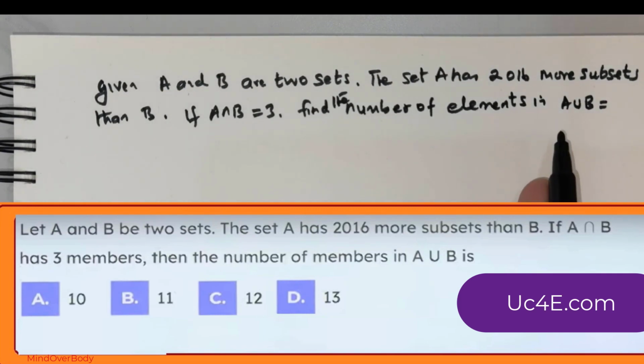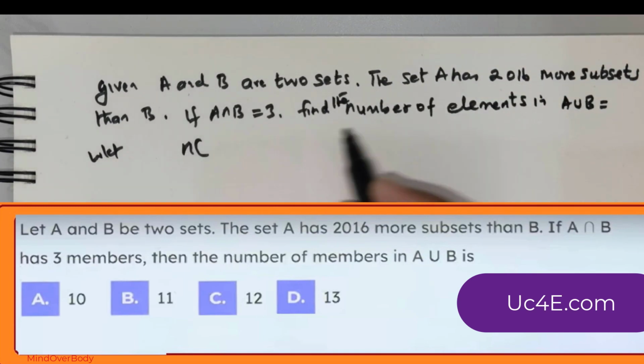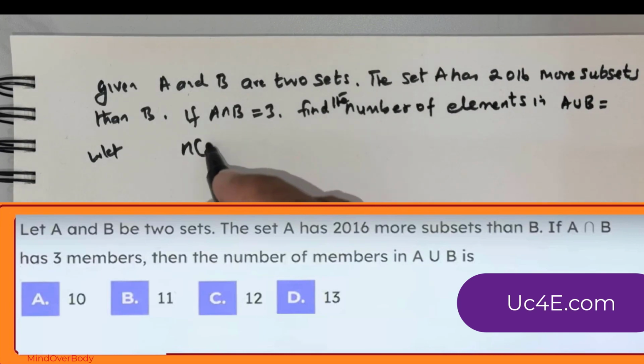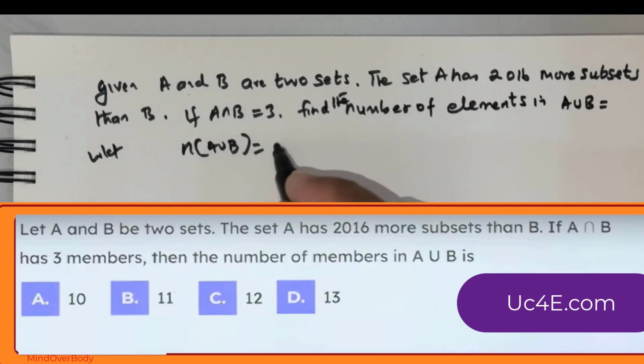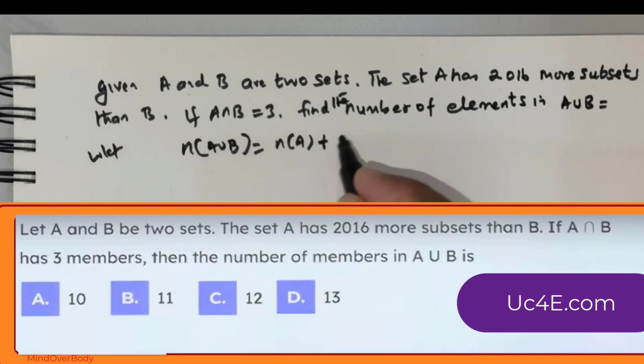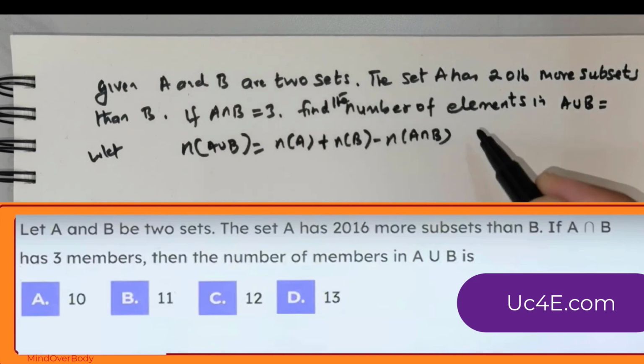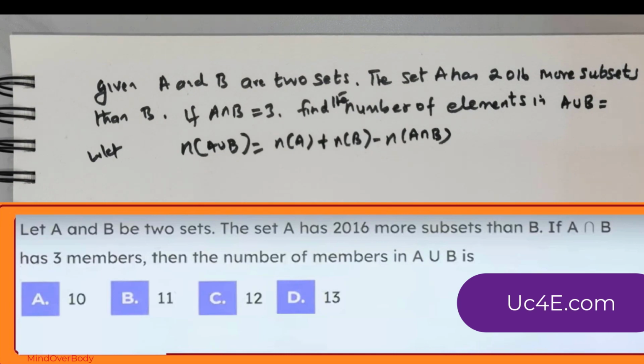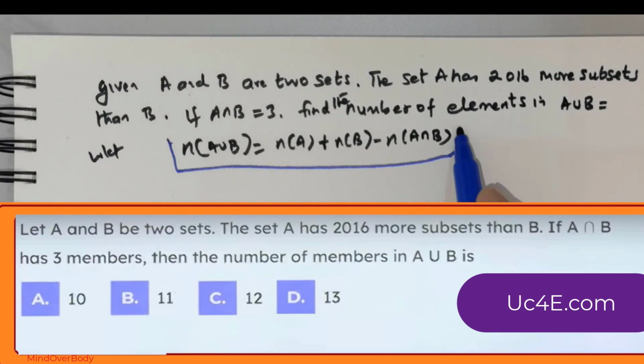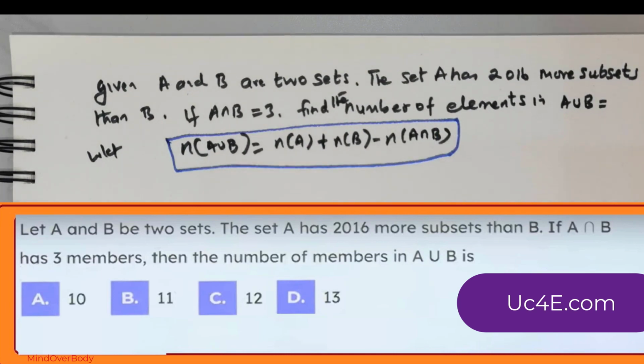Now whenever they're asking you this question, you need to use this formula. So we know that they're asking us to get the number of elements. So n of A union B is equal to n of A plus n of B negative n of A intersecting B. This is a formula we will have to utilize. So based on this formula, we will go about doing the question.